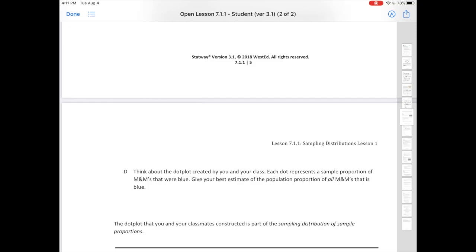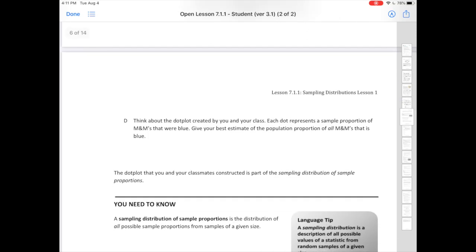Okay, let's keep going here. It says, think about the dot plot created by you and your class. Each dot represents a sample proportion of M&Ms that are blue. Give your best estimate of the population proportion of all M&Ms that is blue. Okay, so this is the key idea here. So we need to think about this. If somebody were to ask you, what proportion of M&Ms do we think are blue in the entire world, what could we do?